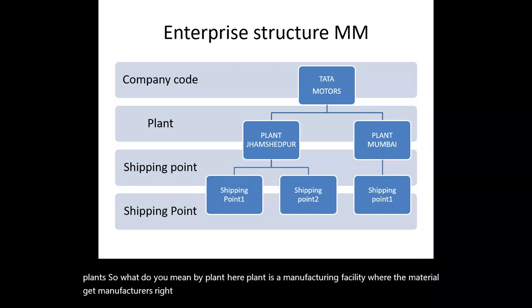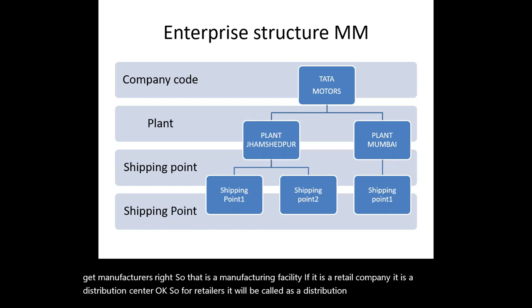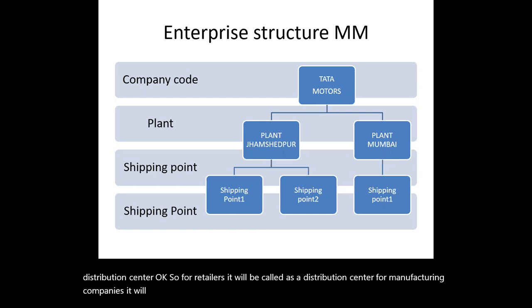So that is a manufacturing facility. If it is a retail company, it is a distribution center. So for retailers, it will be called a distribution center. For manufacturing companies, it will be a manufacturing facility. So that is called a plant. In our example, we have 2 plants. One is in Jamshedpur, another one is in Mumbai, right?